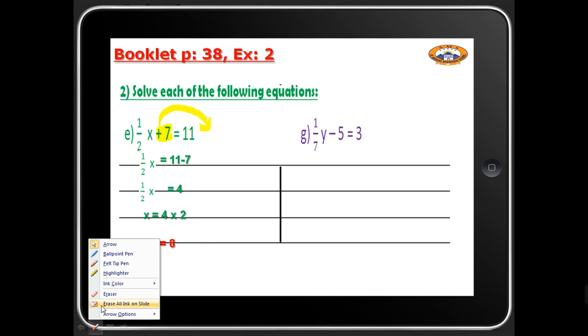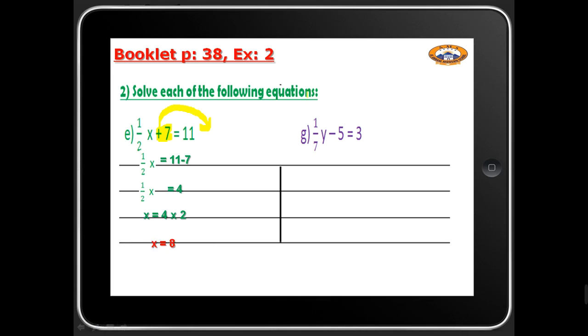Another one, it is 1/7 of y minus 5 equals 3. So as we agree, we're going to get rid of the minus 5 first. So move minus 5 to the other part of the equation.